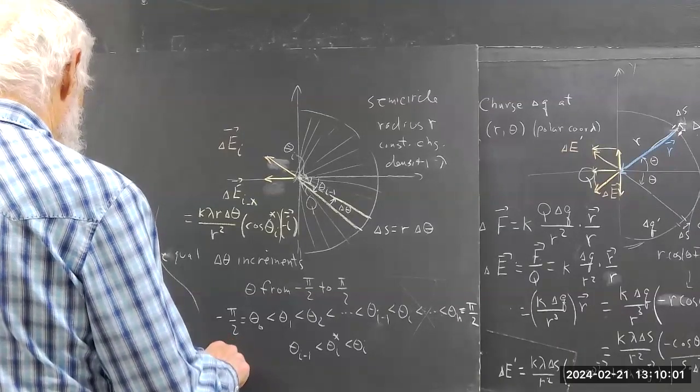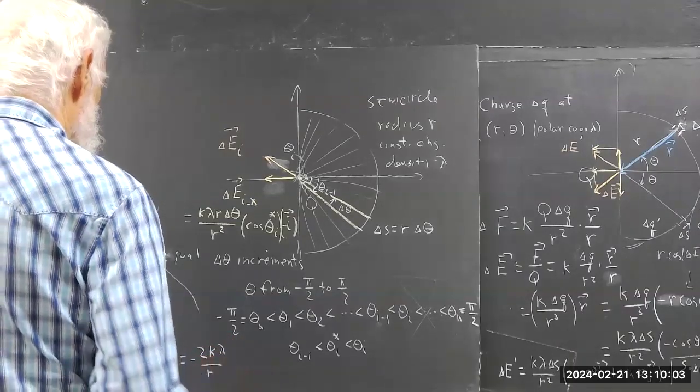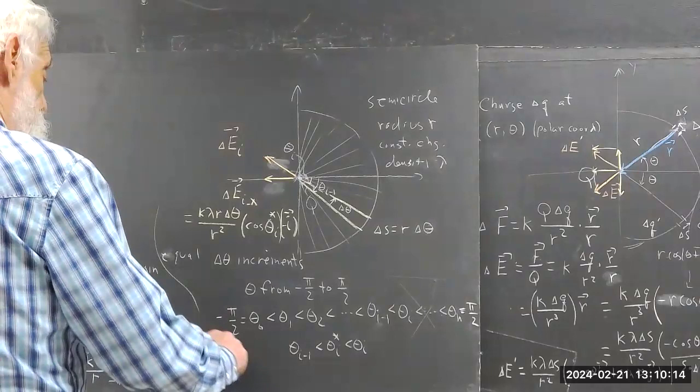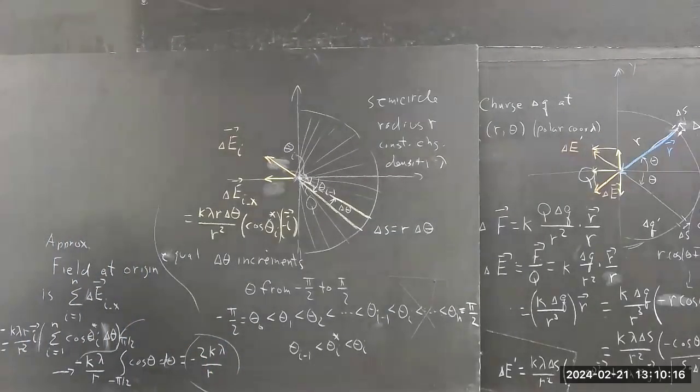Then k lambda over r. Comes out very simple. Yeah, and I confused myself with signs because I didn't include the negative there. So that's right. Okay.